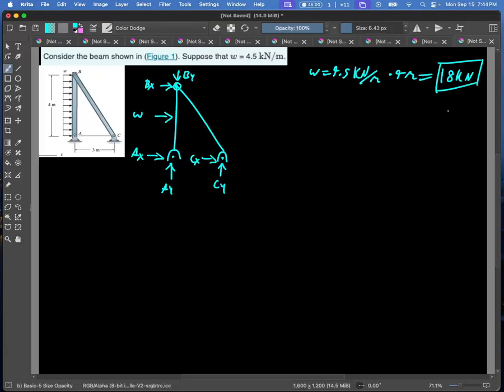So now that we have W, let's try to find anything else. So I think we can take the moment about one of these points now. If we take the moment about A, then it actually gets rid of AX, AY, I believe CX and BY as well. I'll just say AX.